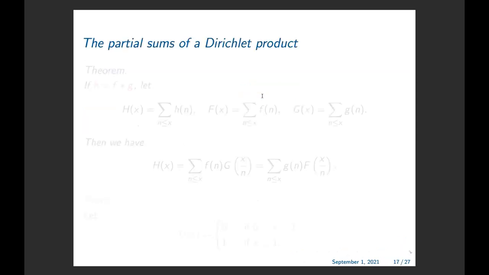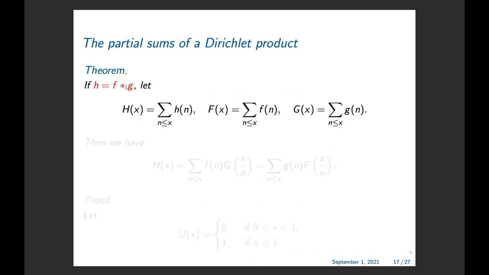Next, we see some sums of a Dirichlet product. If h is the Dirichlet product of these two arithmetical functions f and g, then let this h be the partial sum, this capital F be this partial sum, and this capital G be this partial sum, where the sums run over all the integers which are less than or equal to x. If we have this, then h can be written in terms of this. So this is some kind of generalized convolution that we mentioned in our previous slide.